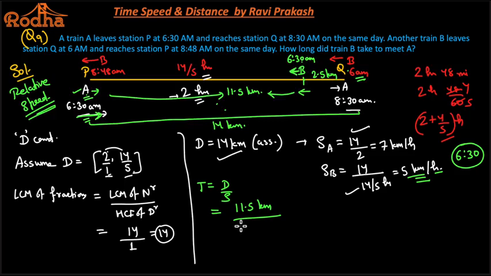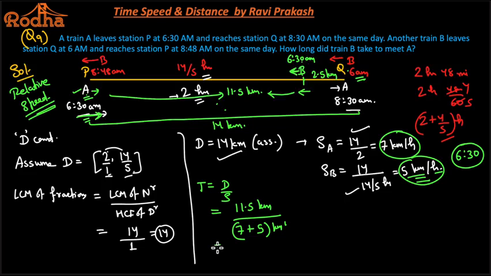Speed will be 7 plus 5, no? 7 plus 5. Take care, sorry. Time is distance by speed, and speed will be the addition. Train B's speed is 5 and train A's speed is 7. So speed is added, right? So this is kilometer per hour. So what is the time taken here?